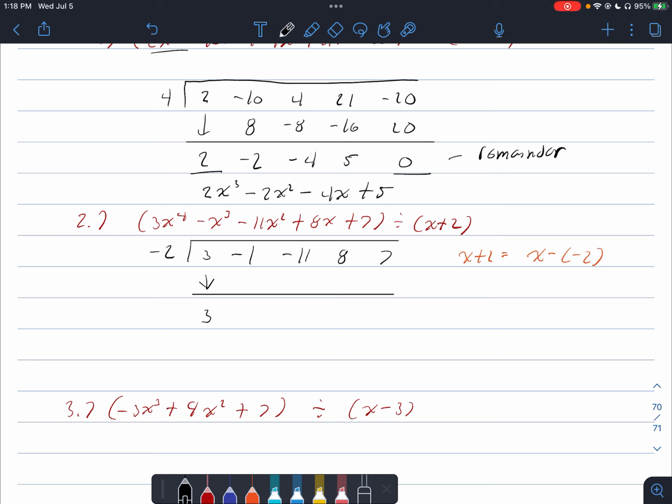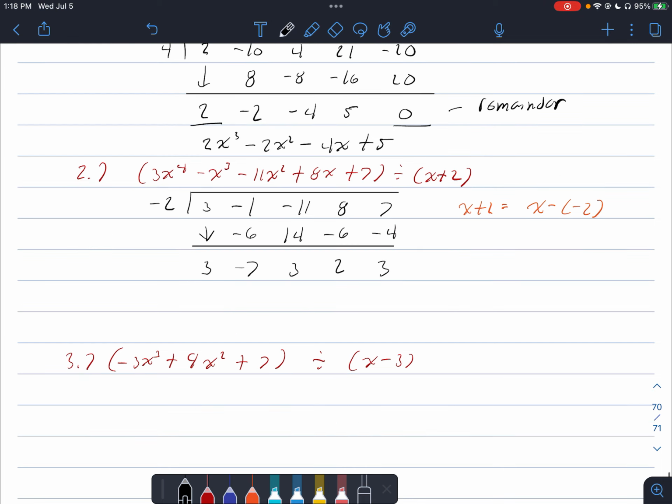So we'll have negative 2 times 3, that's negative 6. Negative 6 plus negative 1 is negative 7. Negative 2 times negative 7 is 14. Negative 11 plus 14 is going to be positive 3. Negative 2 times 3 is negative 6. 8 plus negative 6 is 2. Negative 2 times 2 is negative 4. And so we'll have 7 plus negative 4. That's going to be positive 3.